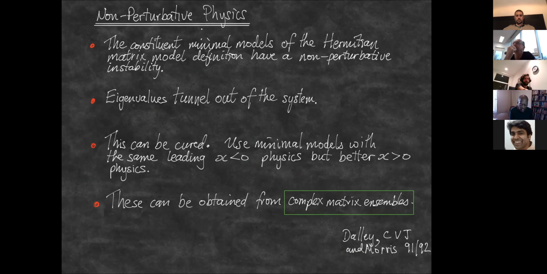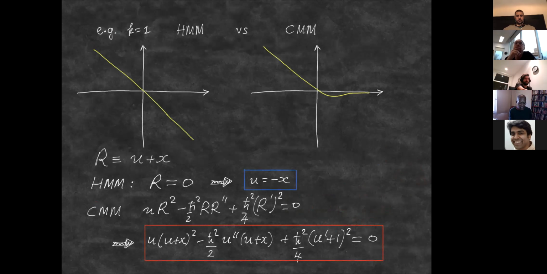And you can actually obtain those from complex matrix models. And you can carry out, in ways I don't have time to describe right now, the same kind of procedures that we talked about, but for complex matrix models, and get a different set of string equations that perturbatively are the same as these, but are better non-perturbatively behaved. And what I showed last year is how you can use those in these special combinations to define a non-perturbative JT gravity definition. Let me show you how it works schematically.